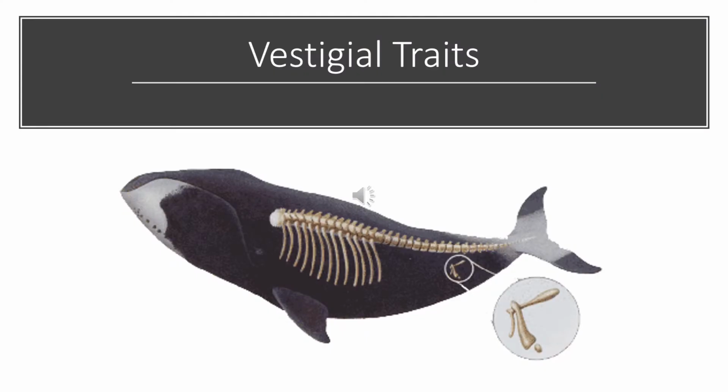Vestigial traits are traits that have lost all or most of their original function in species throughout evolution. For instance, whales have part of a pelvic bone that has no function in modern whales. This points to the theory that whales have evolved from legged mammals.